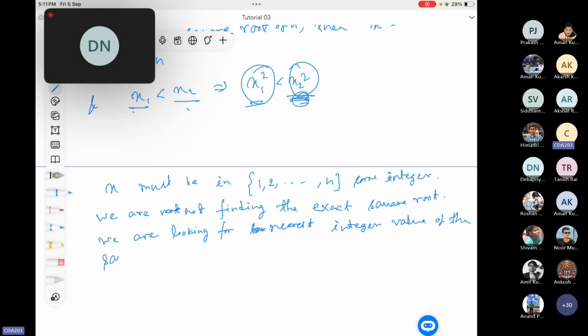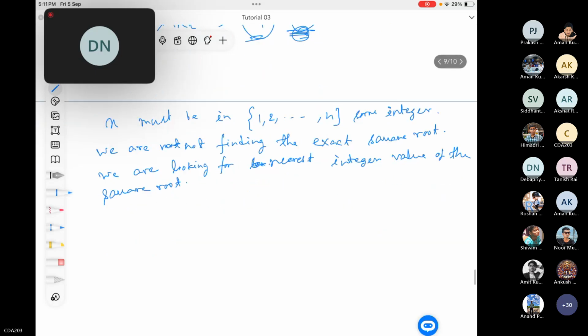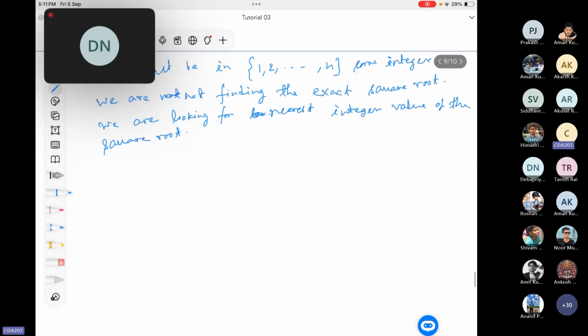Of the square root. Okay. So now we use divide and conquer, which is actually nothing but a binary search.